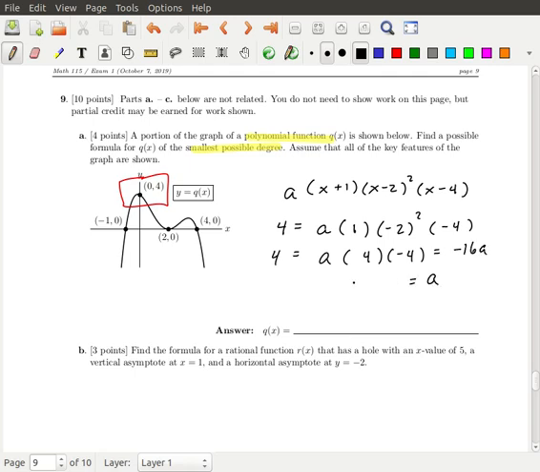So we'll end up with getting a equals -1/4. That also checks out because this end behavior is negative. They're both going to negative infinity, so we should expect a negative leading coefficient. And you can just leave it like this. There is no need to FOIL it all out.